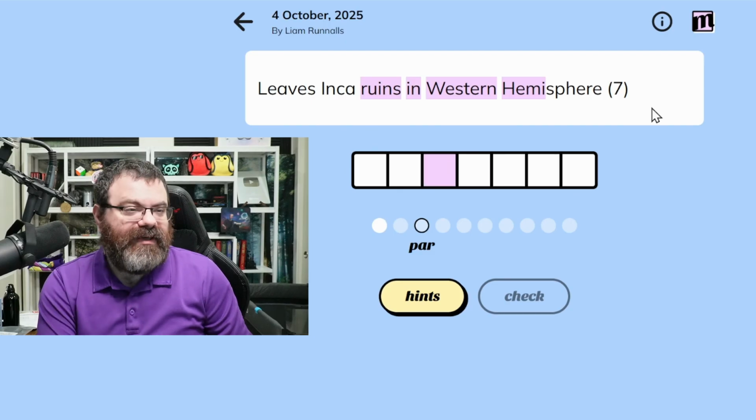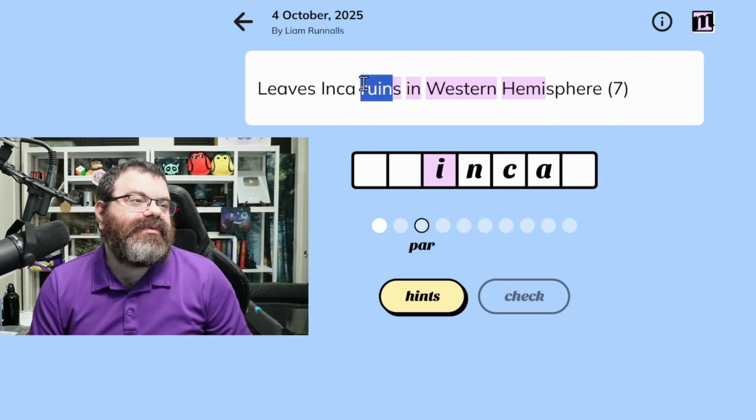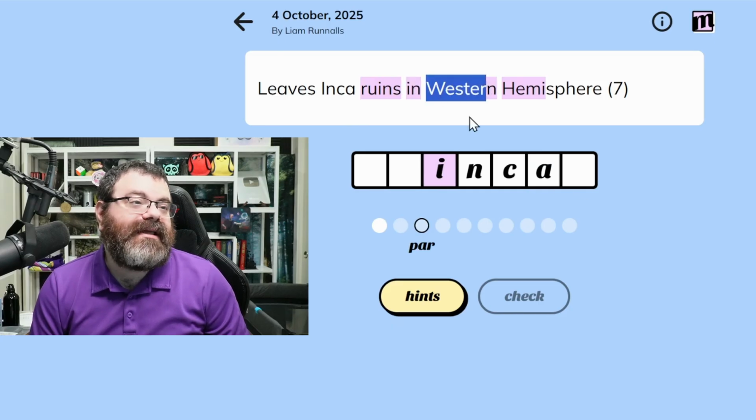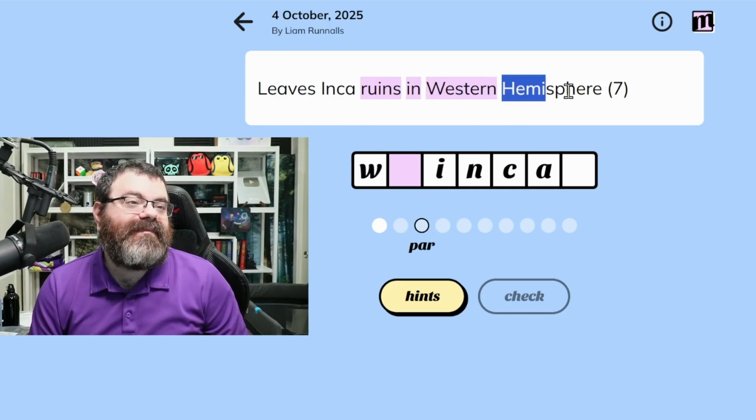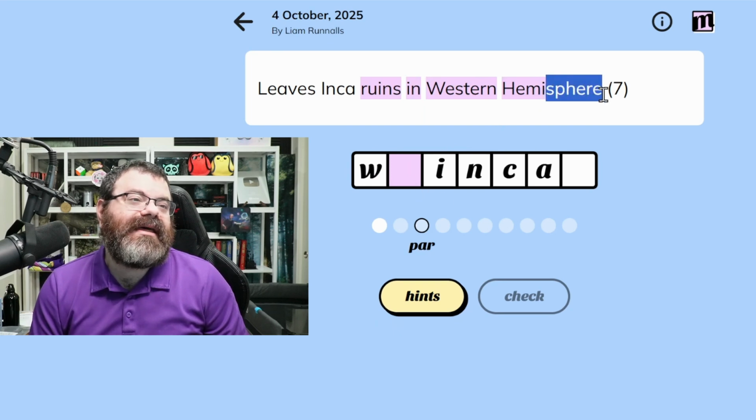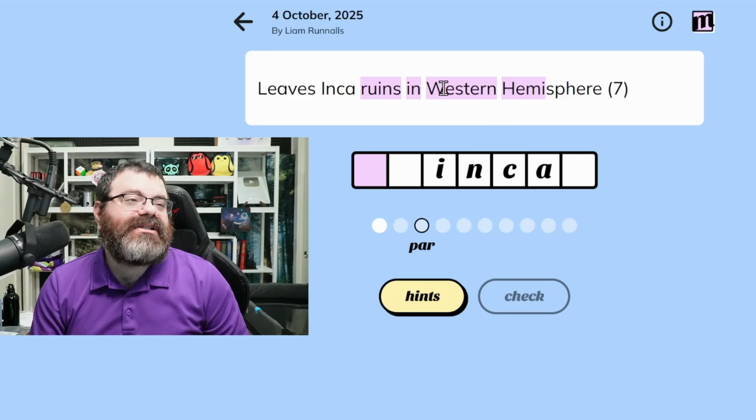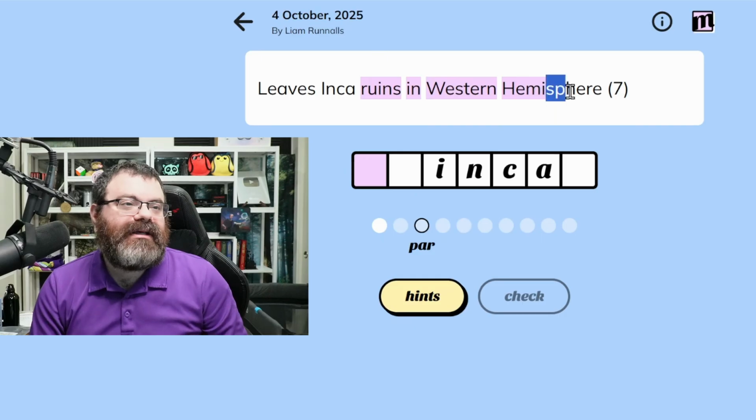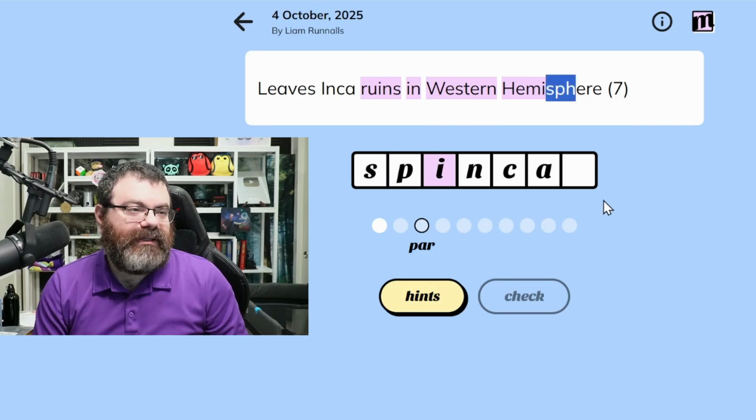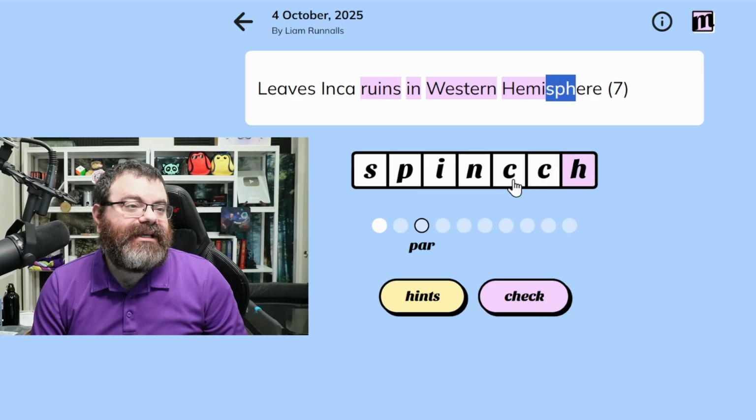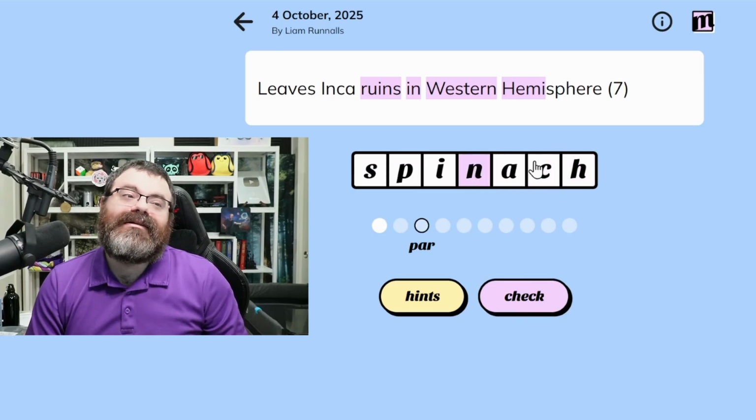I do think we have Inca in the middle. Ruined, which means we need to anagram it, and then it's in. And then Western, I think, is just a W. And then we have hemisphere, half of sphere. E-R-E? Well, oh no, how are we doing that? Because there's too many letters. Oh, the Western hemi of sphere. So west is usually left on a map. So is it S-P-H? But how are we ending in H? C-H maybe? Spinach? And spinach are leaves.